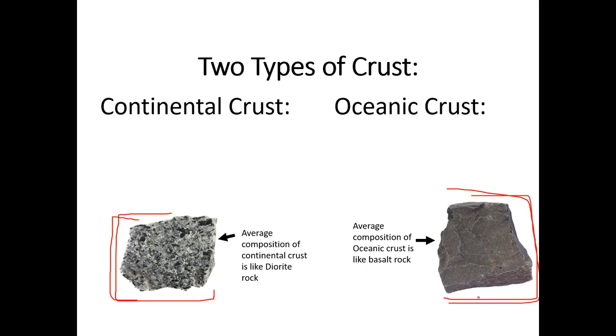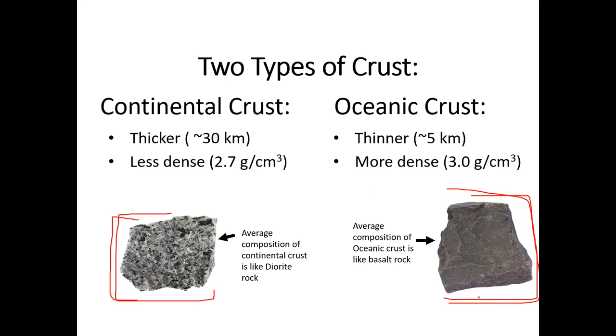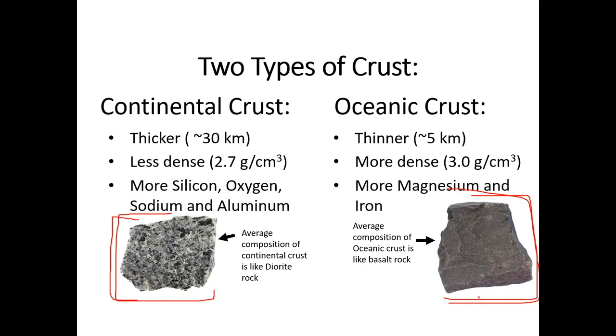And you're going to see why that has implications for later when we talk about igneous rocks. Okay, so remember the continental crust is thicker. It's about 30 kilometers thick, whereas ocean crust is on average only 5. Continental crust is less dense at a mere 2.7 grams per cubic centimeter versus the 3 grams per cubic centimeter of the ocean crust. There is more silicon, oxygen, sodium, and aluminum in the continental crust, and the ocean crust has more magnesium and iron.